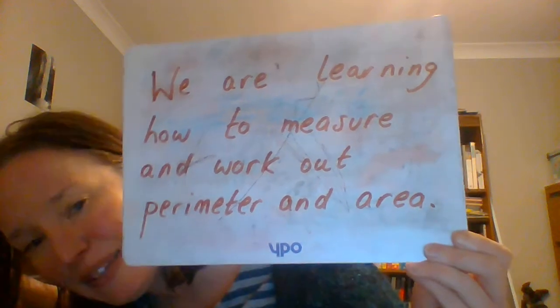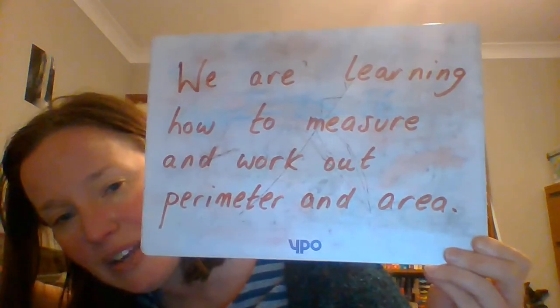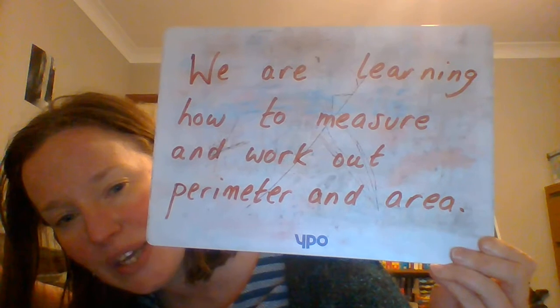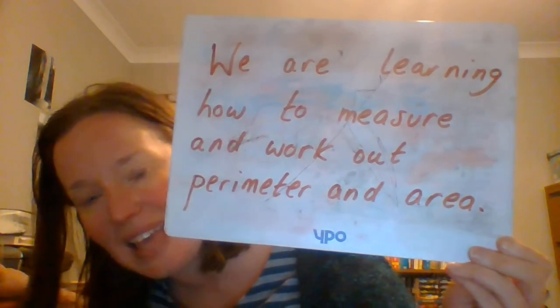Hello, Primary 7. Today's learning intention is we are learning how to measure and work out perimeter and area. Today I've set you quite a practical task for our final task. I've set 3 different challenges and I'm really hopeful that you'll enjoy the different practical measuring activities for today. So we're going to be thinking about perimeter and area.